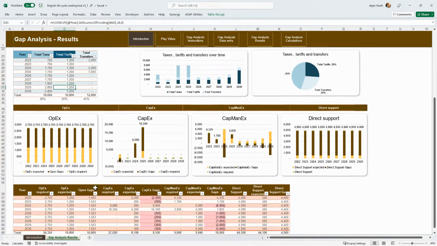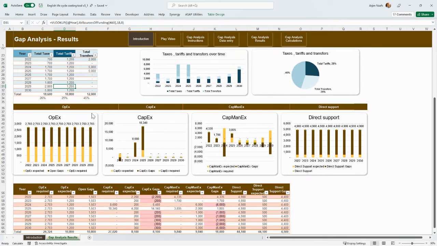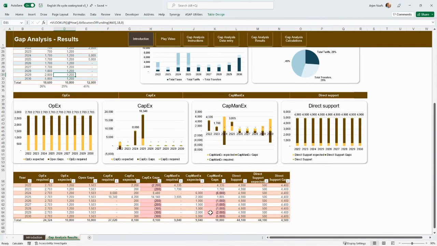The final graphs and tables here at the bottom are related to the various costs and in the same way are indicating what we are actually managing to finance and what is the gap that we still need. And this is then for OPEX, CAPEX, CAPMANEX, and direct support. And here you have it in table format.